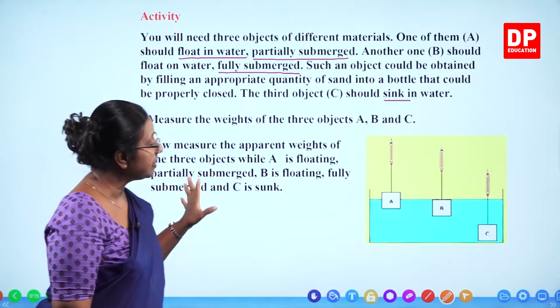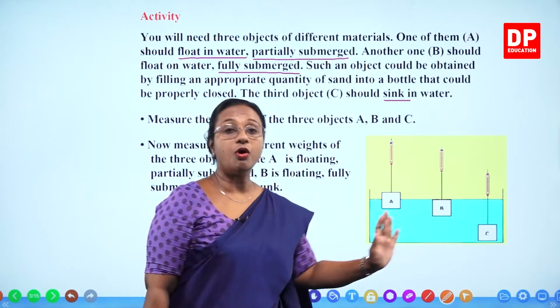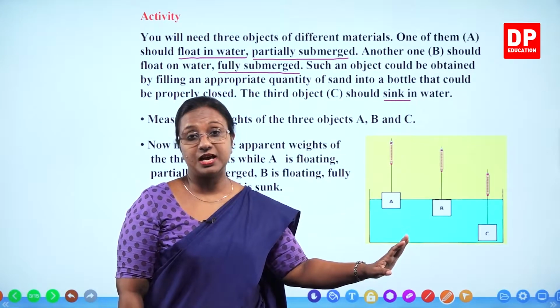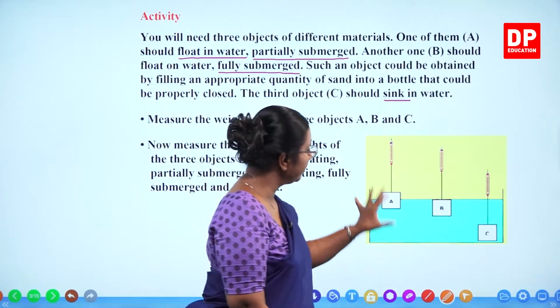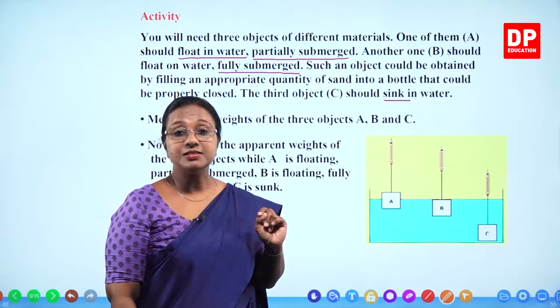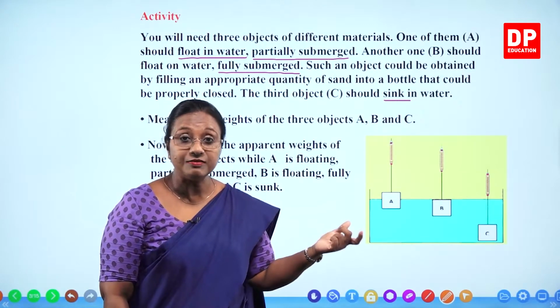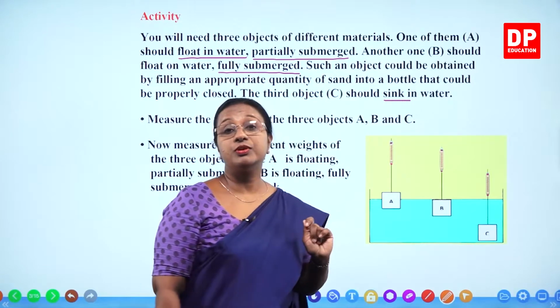So when we say measure, now you have a beaker with water. We don't have to do all 3 at the same time. We can do it one after the other. So first what I will do is I will take A, attach it to the Newton spring balance, get the weight in air. Then I will let it float like that.